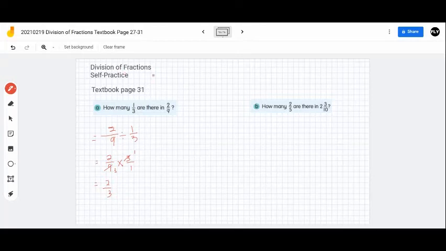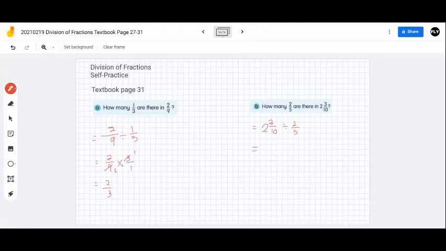Let's continue with B. Same thing. When you see this kind of question, how many 2 over 5 are there in 2, 3 over 10? Please do division. Remember, 2, 3 over 10 divided by 2 over 5. Do not switch the position of these numbers. It must be like this.